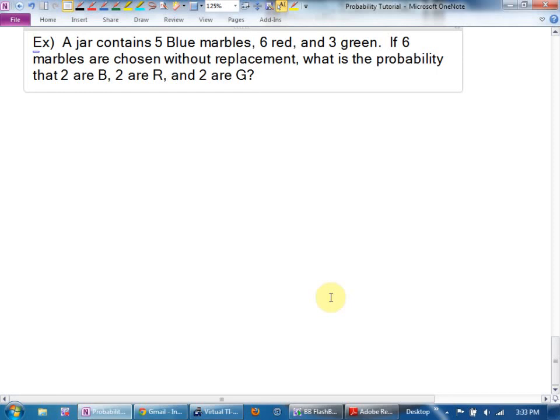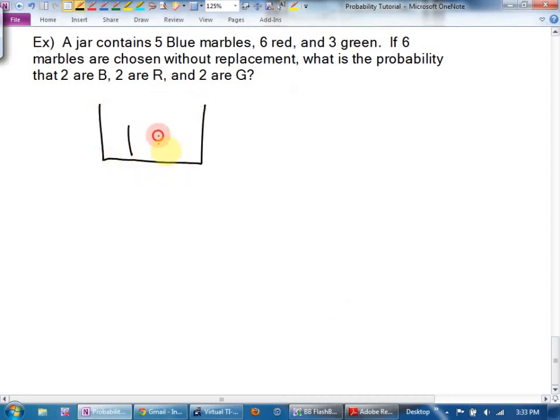And here, I think it's independent because we're moving without replacement. So I'm going to draw a bucket. And in my bucket, I have red, blue, and green. And there are six red, five blue, and three green. And for some reason, I went red, blue, and green, even though in the question I went blue, red, and green. But as long as your bucket is correct with the right numbers, you're fine.